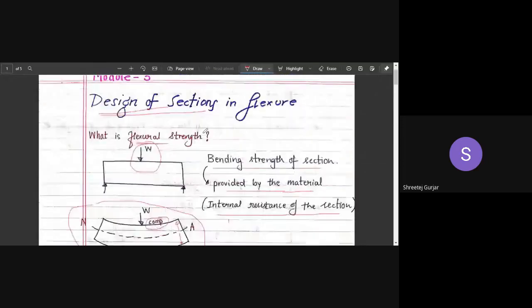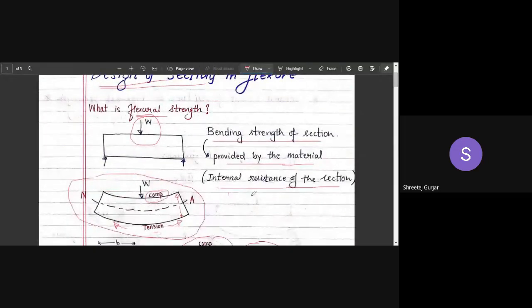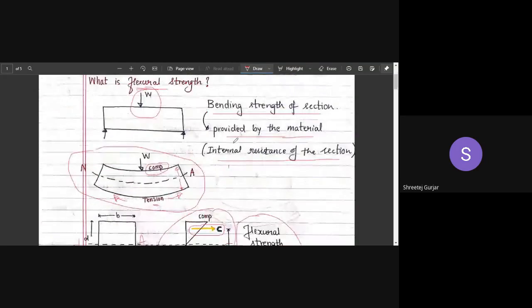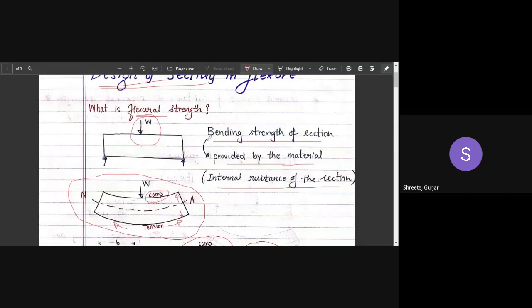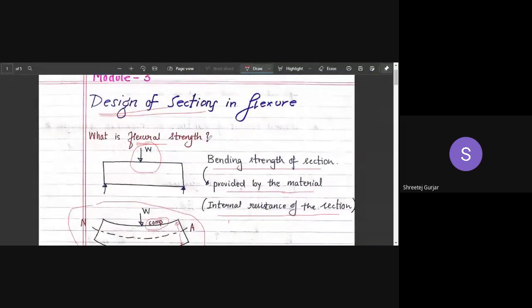So we have understood what we mean by flexural strength. The load which causes your beam to bend, then that bending is resisted by your material, right? It is your internal resistance of the section. That internal resistance is termed as bending strength of the section. So it is particularly resisting bending. We are not dealing with axial forces, or shear forces. We are particularly dealing with bending stresses. So we have understood what we mean by flexural strength.